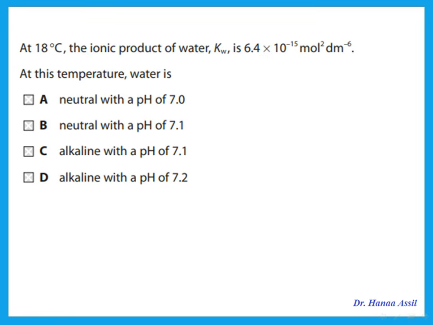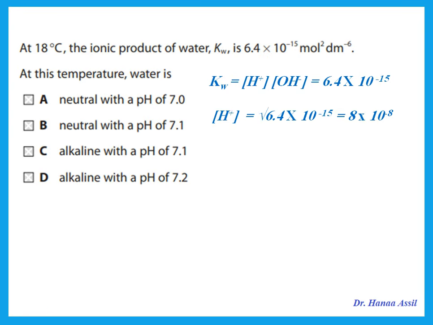At 18 degrees Celsius, the ionic product of water is this. At this temperature, water is what? Neutral, alkaline, what? He gives me Kw, and you know that Kw is concentration of H plus times OH minus, and that is the number that he gives me, and that means I can get concentration of H plus ions, because H plus and OH minus are the same, so that is square root of 6.4 times 10 minus 15.